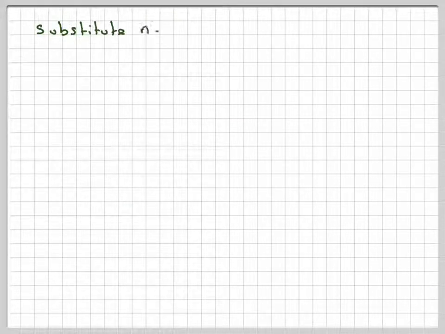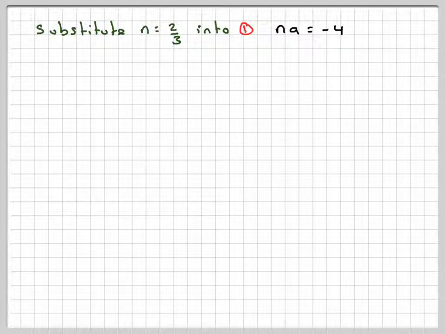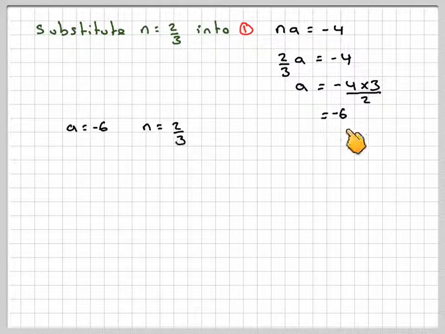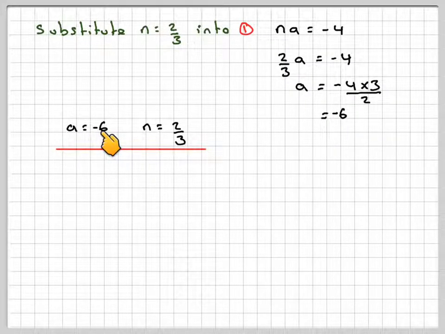We now substitute that into equation 1, which was na is equal to -4. So that gives me 2/3 of a is equal to -4. So a will be -4 times 3 over 2, which is -6. So therefore the final answer: a is -6 and n is 2/3.